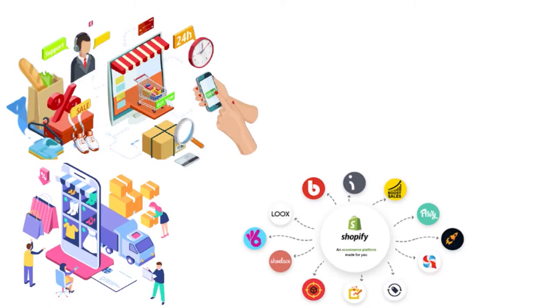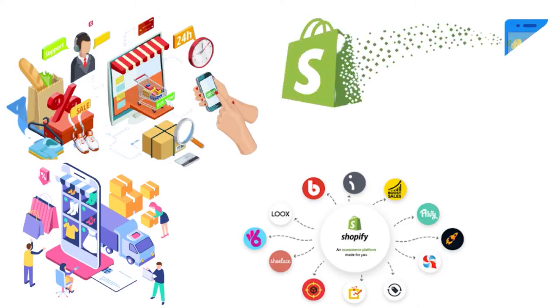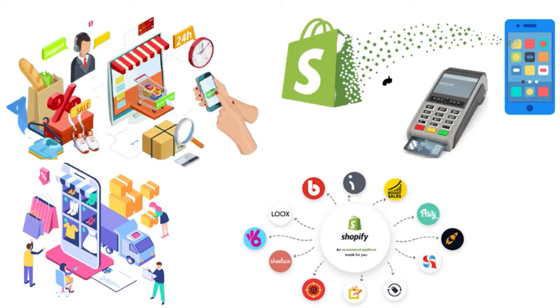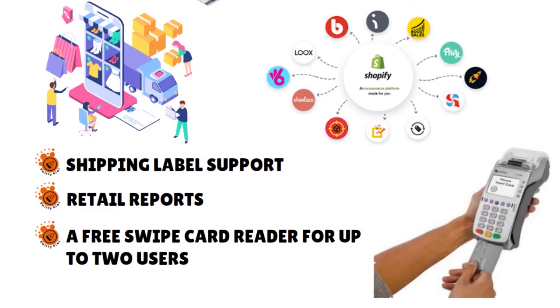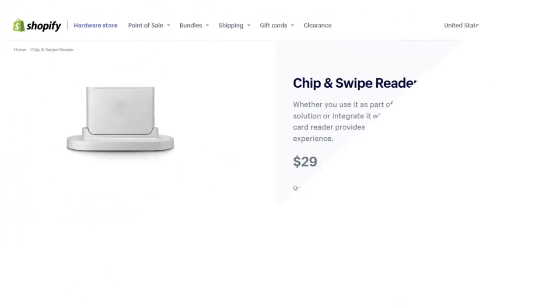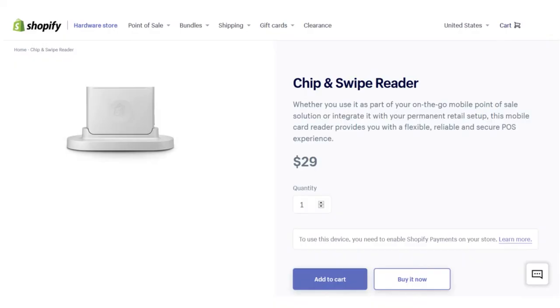Yeah, the company is growing and they're expanding everywhere. So with Shopify's robust mobile app, online store, and mobile card readers, you can actually start selling products and processing payments wherever your customers are. This is fantastic. And the Shopify POS service starts at $29 per month for the basic plan, which provides shipping label support, retail reports, and a free swipe card reader for up to 2 users. And in-person transactions on the basic plan cost you about 2.7%, while online rates start at 2.9% plus 30 cents per transaction.